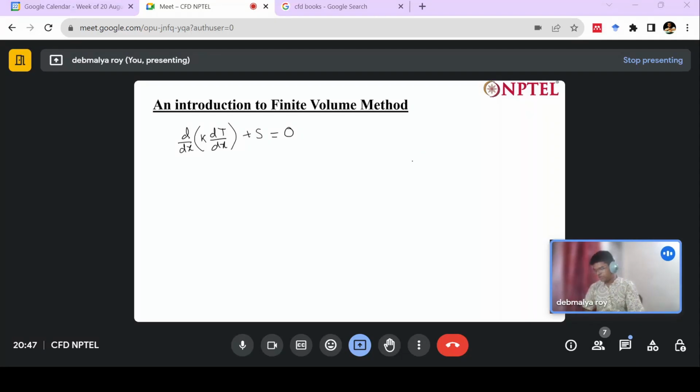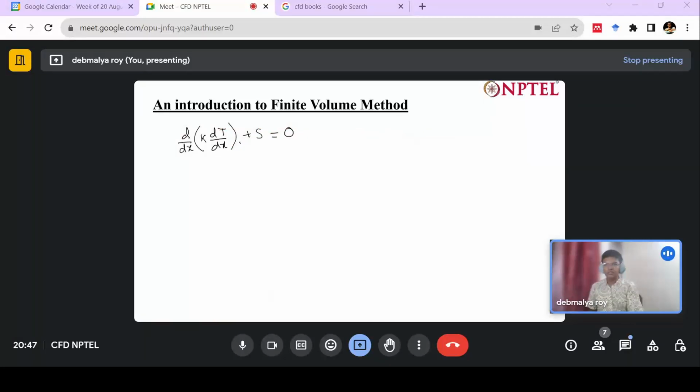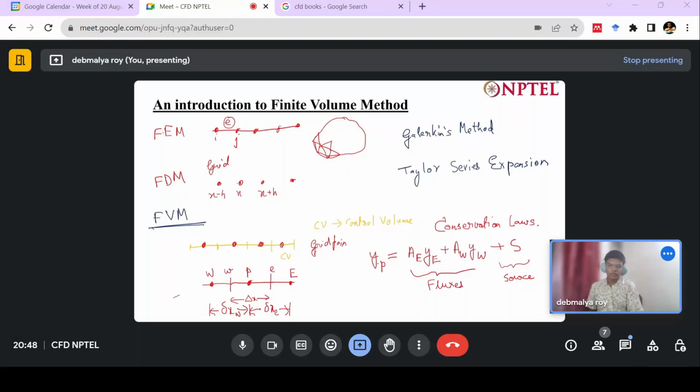Sir, here what does Yp denote? Yp is basically the unknown variable. I have not written down the equation here, whatever the equation might be. In this case, it is temperature, so Y is basically T. What I am trying to say is the philosophy. The philosophy here is I will take some fluxes and have a source term. With that, I will try to estimate my Yp, which is the value.